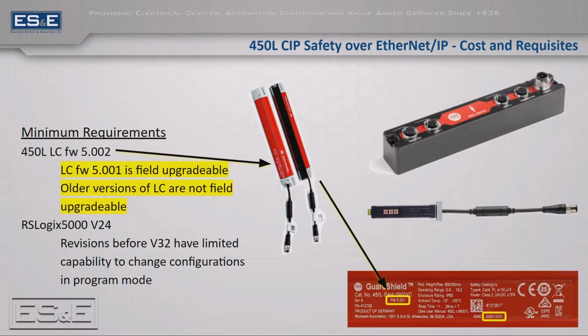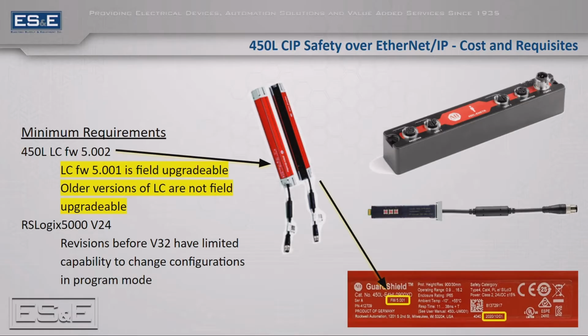And then in RSLogix, or before version 24, you won't be able to use the CIP safety version. You have to be 24 and higher. And then if you use version 32 of Logix or below, down to 24, then you're going to have some configuration and programming limitations as well.